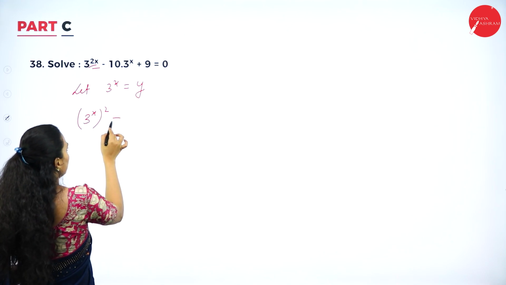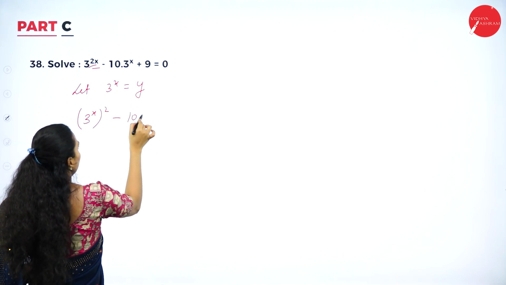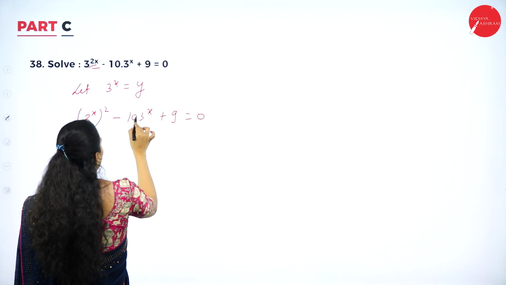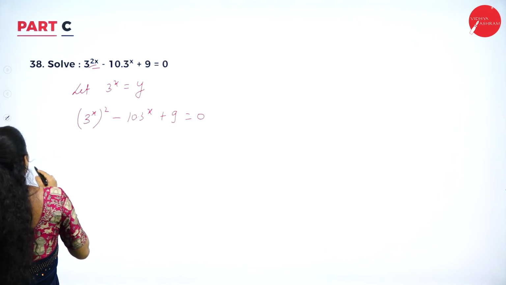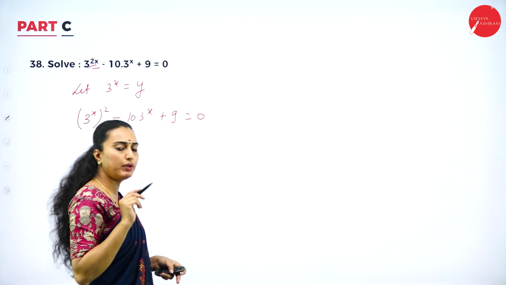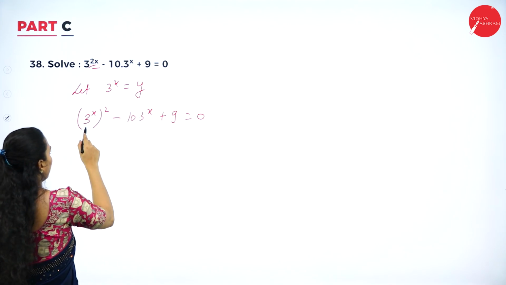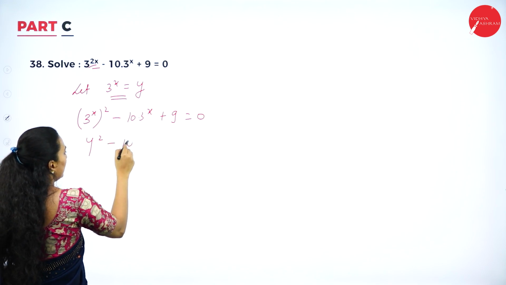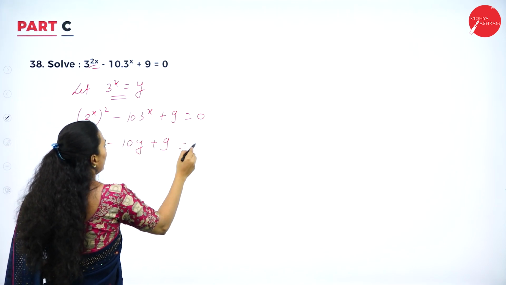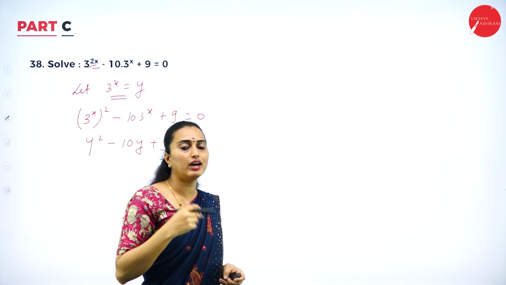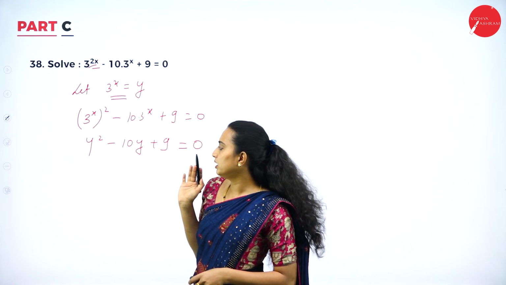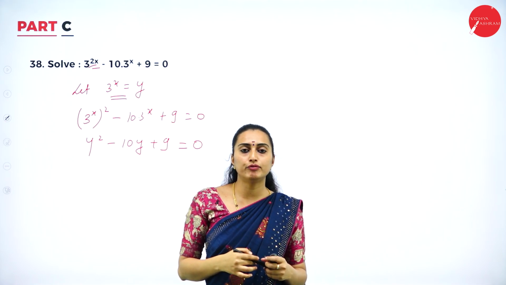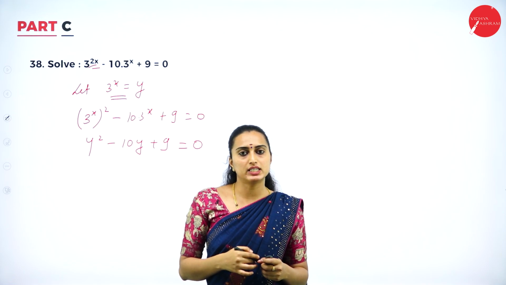Which implies 3 power x whole squared minus 10 into 3 power x plus 9 equal to 0. Now 3 power x, I have taken it as y. So y squared minus 10 into y plus 9 equal to 0. Now it looks like a quadratic equation, y squared minus 10y plus 9 equal to 0. So if you multiply, you should get 9. If you add or subtract, you should get minus 10.